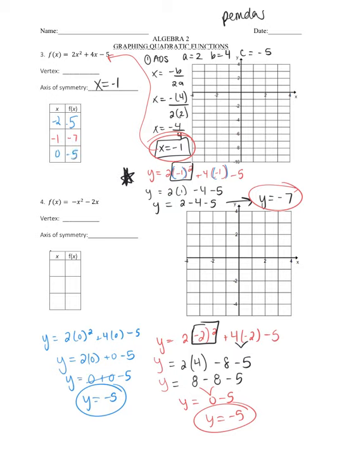So I have negative 2, negative 5, negative 1, negative 7, and 0, negative 5. And remember, it's a nice, smooth U-shaped graph.